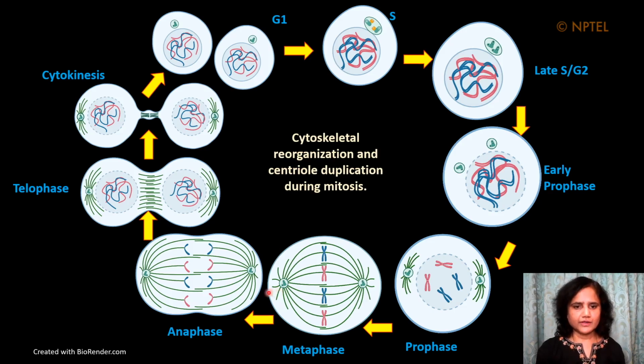Of course, the spindle plays an important role in chromosome segregation, but after segregation, the cell divides, and each of the daughter cells inherits one centrosome, and the spindle also gets disassembled. So the microtubules, of course, are still there, but they are not oriented in the fashion such as to form the spindle.